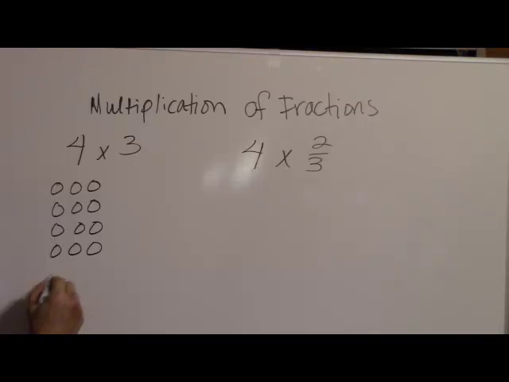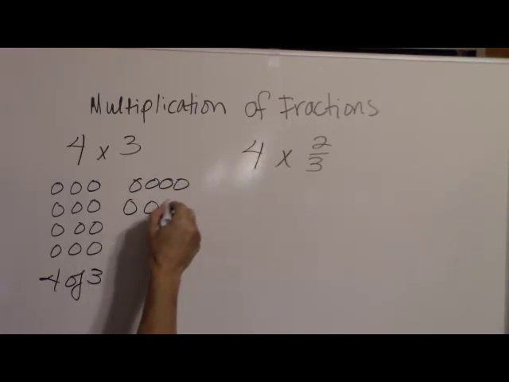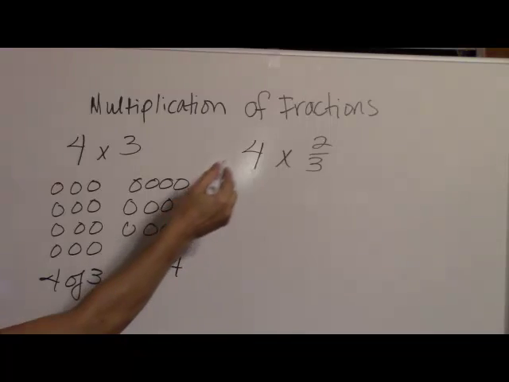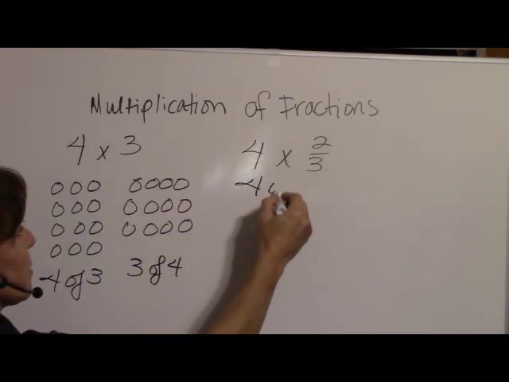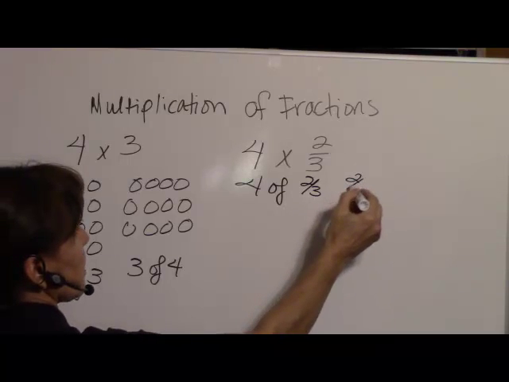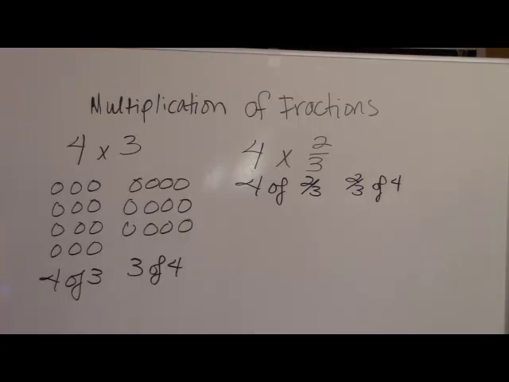Or, so you have 4 sets of 3. Or you want 3 sets of 4. So in that case, this would be 3 sets of 4. Well, fraction multiplication works exactly the same. This can be read as 4 sets of 2/3 or 2/3 set of 4. Okay, either way, whichever way makes it easier.